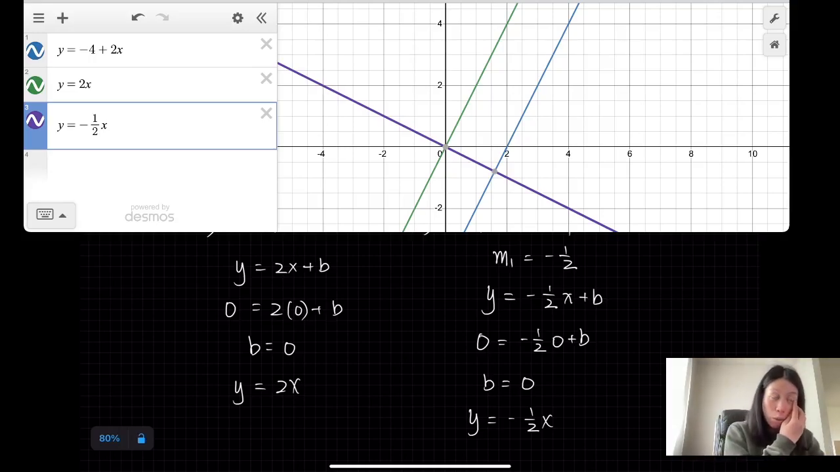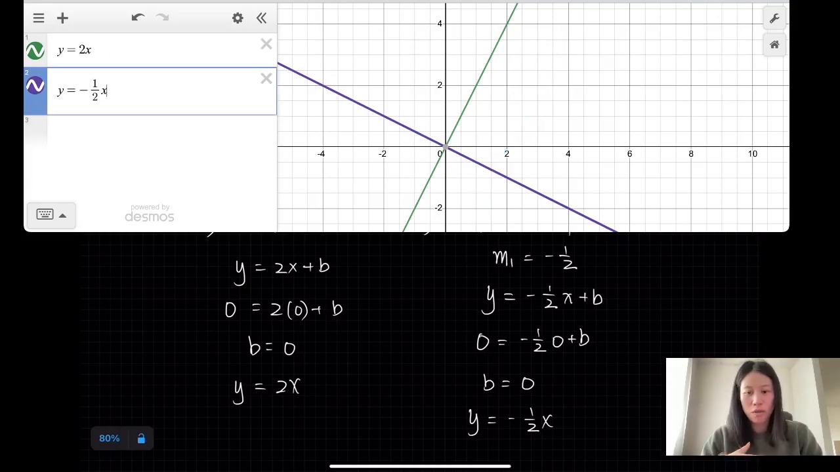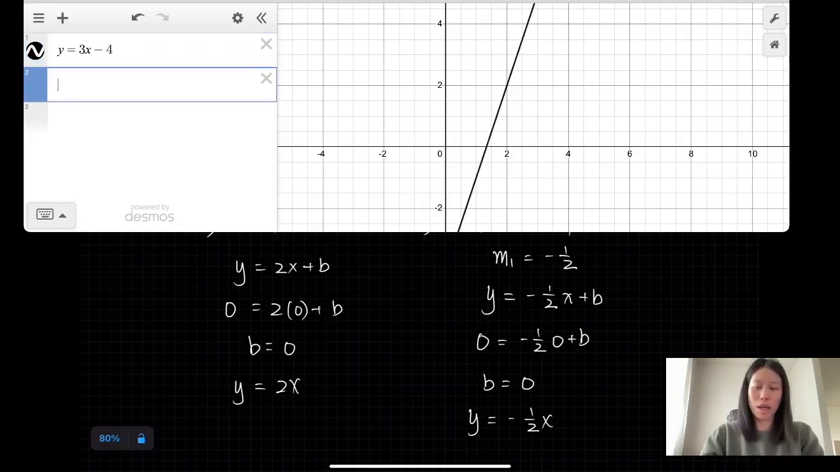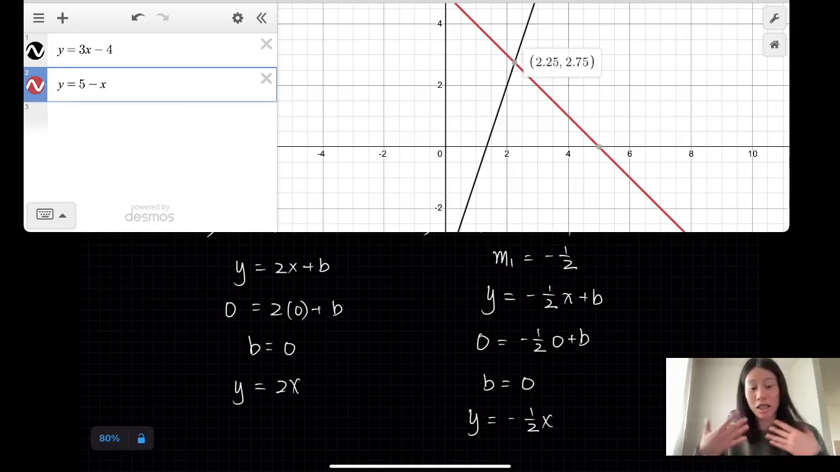Okay, so the last part of this function is intersection. If I'm giving you 2 lines, f(x), let's say y equals 3x minus 4, and this is the black line. Another line would be y equals 5 minus x. So as you can see, there is an intersection point here. So how do we find the intersection point?